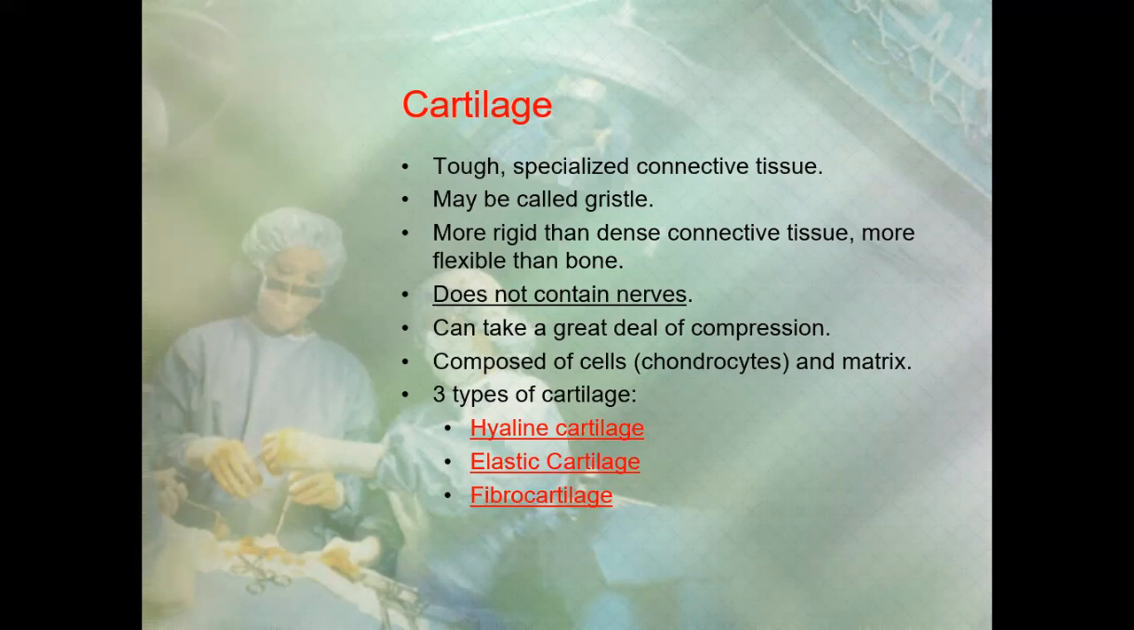Have you ever been eating a lovely piece of meat and you bite down on that super, super hard thing that's not bone? It's got a little bit of give, but holy smokes, it'll give your tooth a bit of an ache. That's gristle, that's cartilage, that's part of the connective tissue. A little bit more flexible than bone, and this cartilage does not contain nerves.